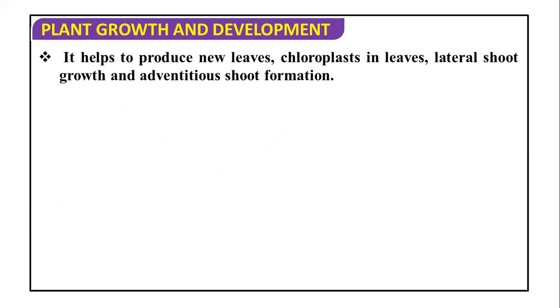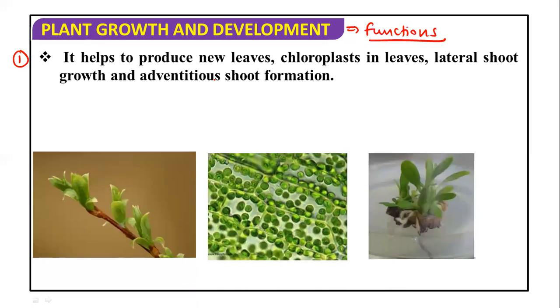Now we talk about the functions of cytokinin. The first function is it helps to produce new leaves. Then it increases the number of new chloroplasts in the leaves, lateral shoot growth, and adventitious shoot formation. This all happens particularly during differentiation, where cytokinin induces the formation of all these things. Okay, so that is the first thing that happens.